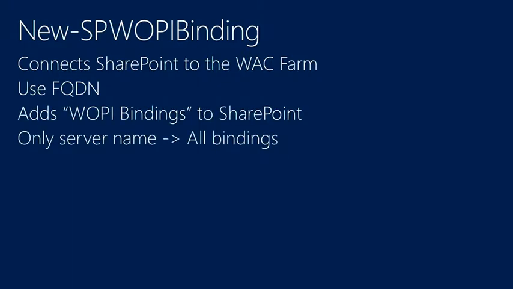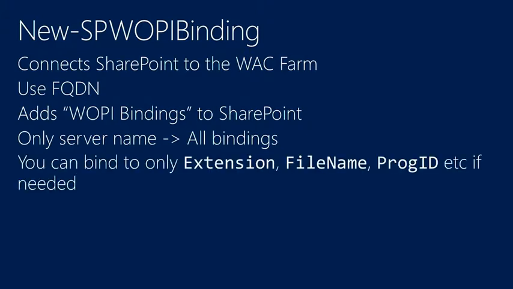If you specify only the server name when connecting, then it will add all the bindings in that XML file to SharePoint. But if you only want to show Word files, for instance, you can specify that I want to add this server, but only this file extension. And the good thing with SharePoint is it actually supports multiple WOPI apps. For instance, if someone builds a third-party WOPI app, you can install it. And Exchange and Lync can't handle that so far.